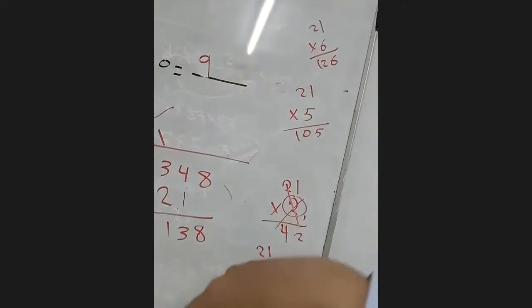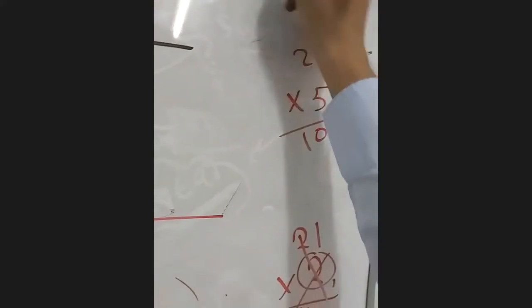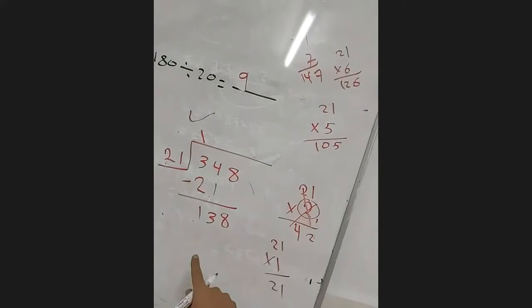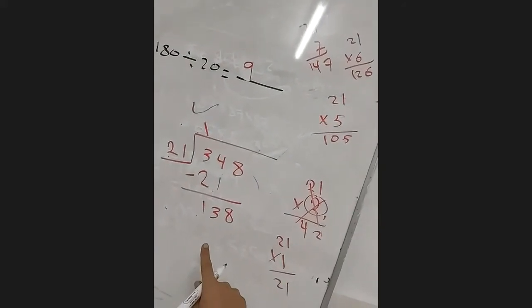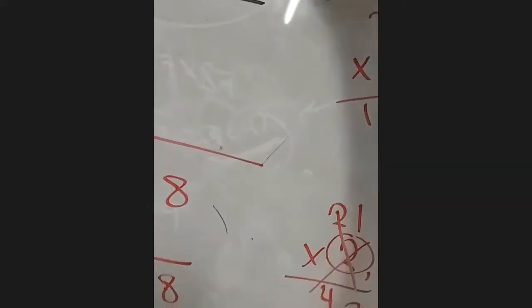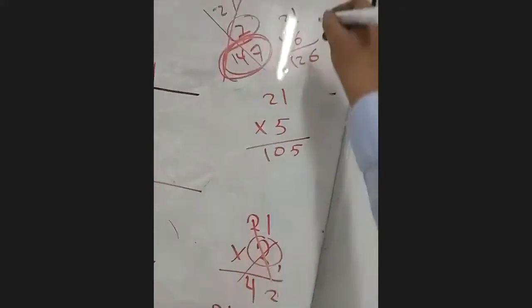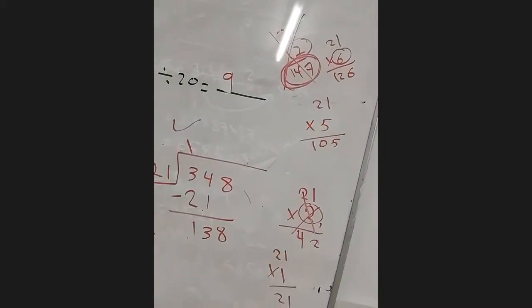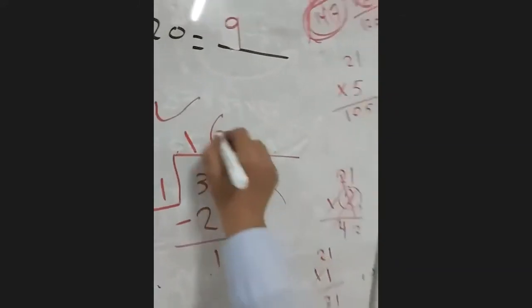Let's try 7. 7 by 1 is 7. 7 by 2 is 14. 147 versus 138. So you'll choose 6, because 7 gives a number bigger than 138. I don't want the 7. I will choose what? The 6.